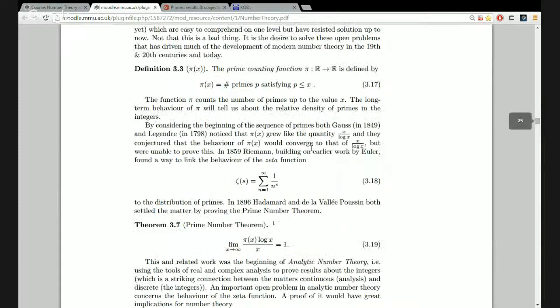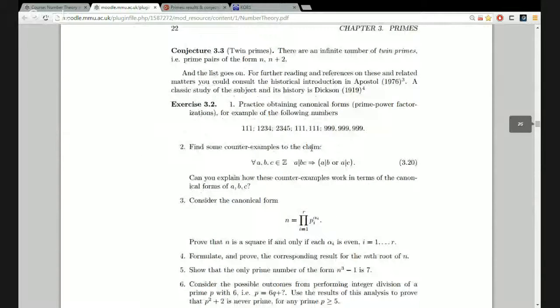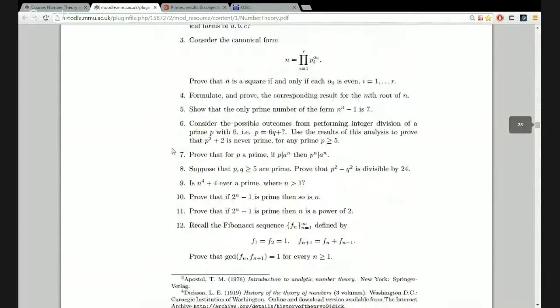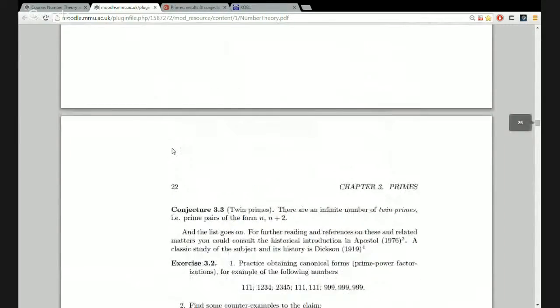You go forwards here to page 22. There are lots of nice, interesting looking problems there about prime numbers, so we'll investigate some of those in the tutorial.